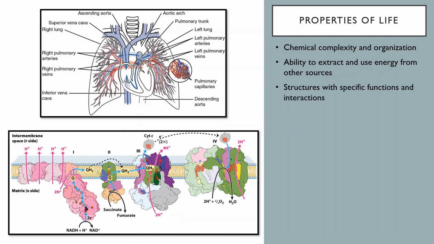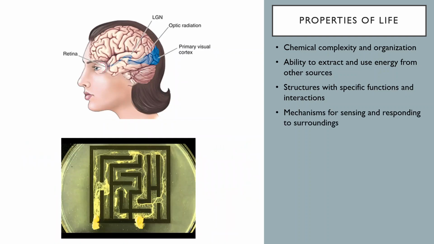And then living things exhibit structures that have specific functions and that interact with each other in specific ways. This is true both at the molecular level and at the organismal level. When we talk about things like the circulatory system, there are many parts to it, and each one has a specific job, and they interact with each other in specific ways. And the same is true down at the molecular level. You have complex molecular pathways where individual proteins and cofactors all work together in very specific ways to give rise to specific functions.